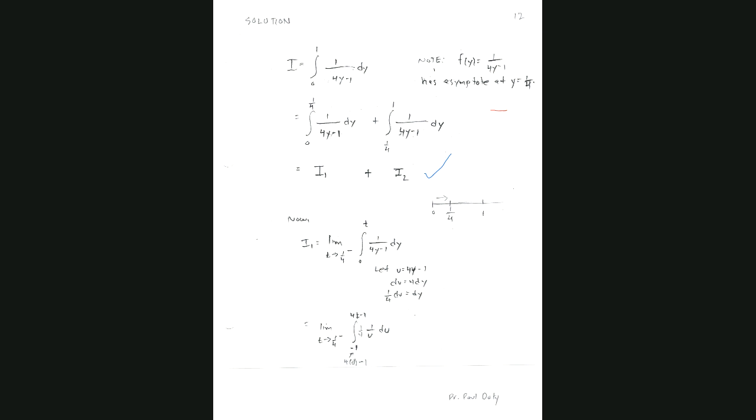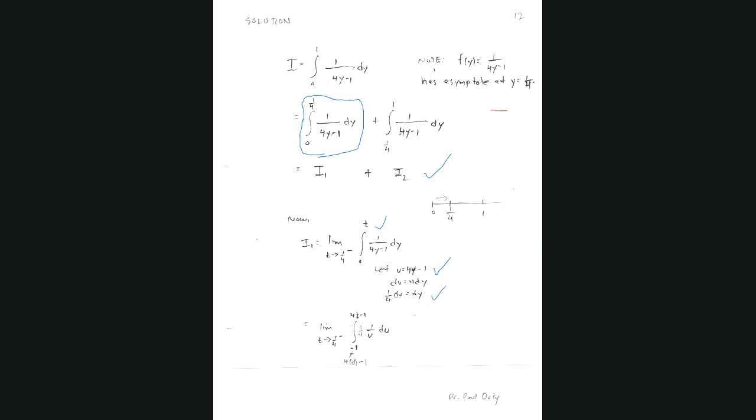Okay, so we have an integral 1 and an integral 2 to evaluate. Integral 1 is the integral from 0 to a fourth of 1/(4y minus 1) dy. We'll write that as the limit as t approaches a fourth from the left of the integral from 0 to t of 1/(4y minus 1) dy. We replace the fourth with the t. We're writing the improper integral as a limit of a proper integral. And of course, you know the substitution you have to make is u equals 4y minus 1.